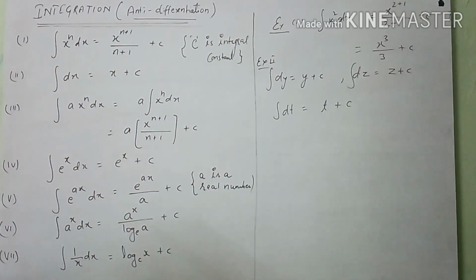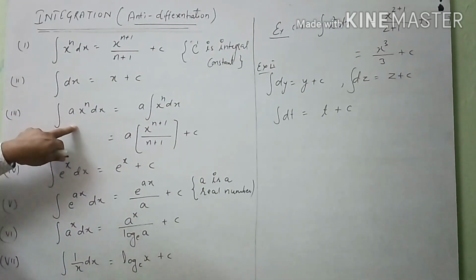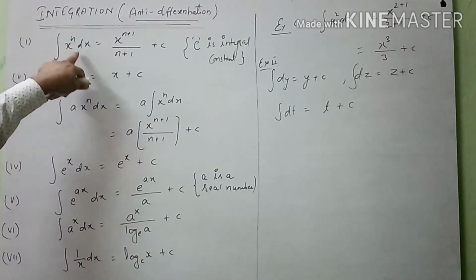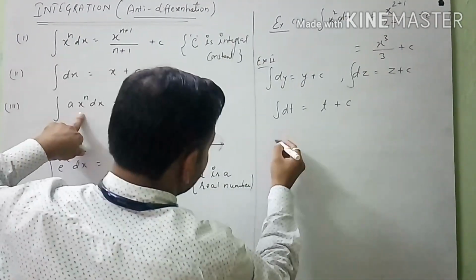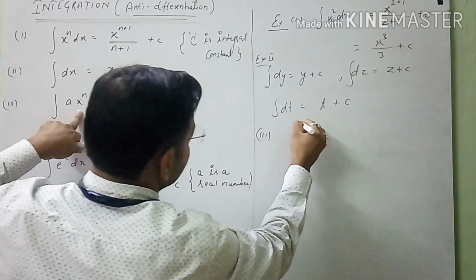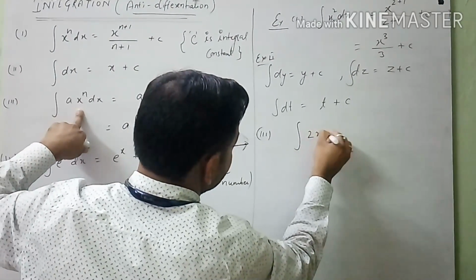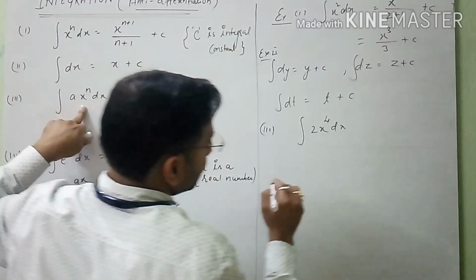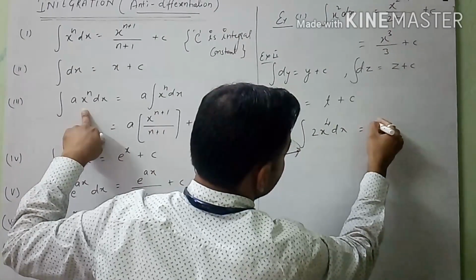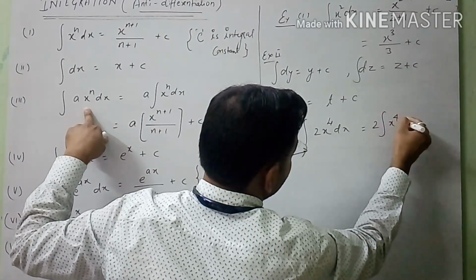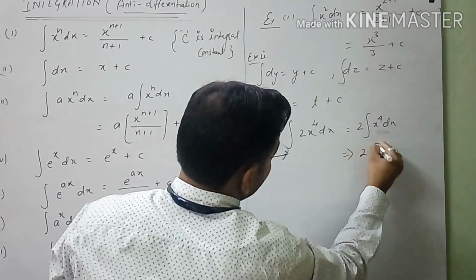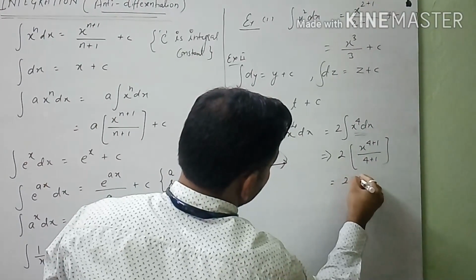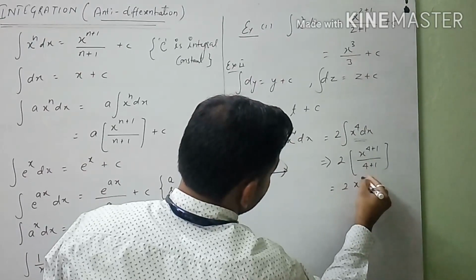After that, in the third case, this formula is a times x raised to the power n dx, where a is a real number. It will come outside, so the formula will remain the same as the first. Under this third condition, if I give you one example like 2x square dx, or you can say 2x to the power 4 dx, then how will you solve this? 2 is a real number, a constant, you can take it outside, and then the answer will be 2 times x raised to the power 4 plus 1 over 4 plus 1. So we can write 2 x raised to the power 5 over 5.